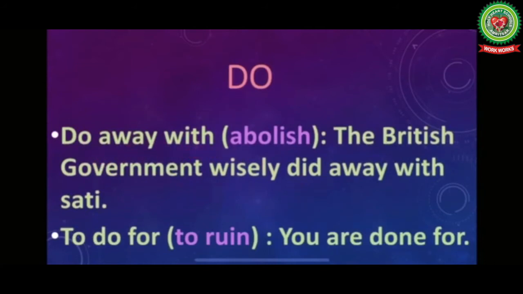did away with. Now next one is to do for. So children, to do for means to ruin, means barbad. You are done for. You are done for means you are ruined. So instead of using the word ruin, we may use the phrasal verb to do for, or we may say done for.